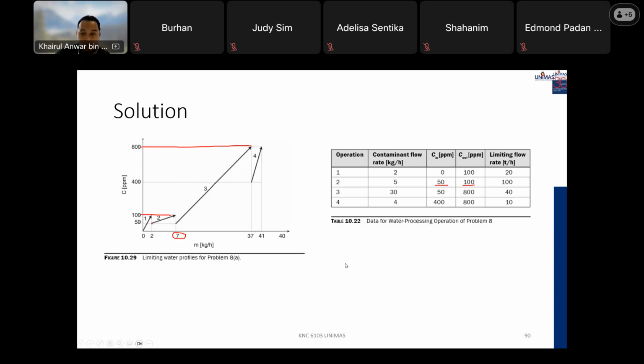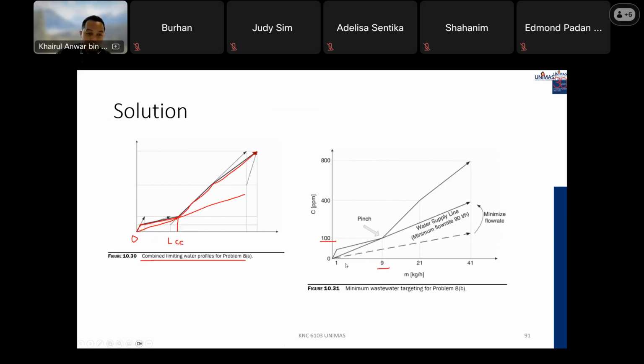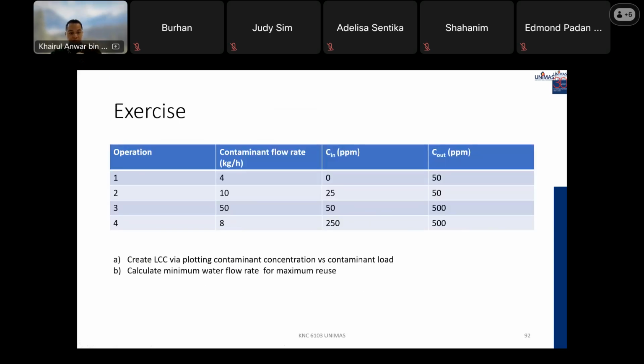10.29, limiting water profile. Then you create the combined limiting water profile. Draw this tangent to get the picture. About 15 minutes it is. Start it out, because the operations here are already sorted in the same order, ascending order.